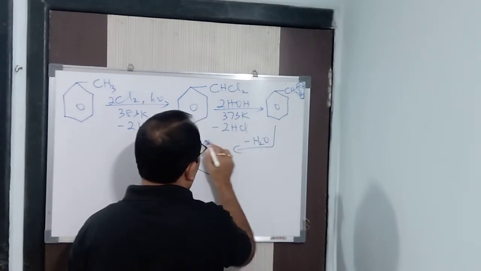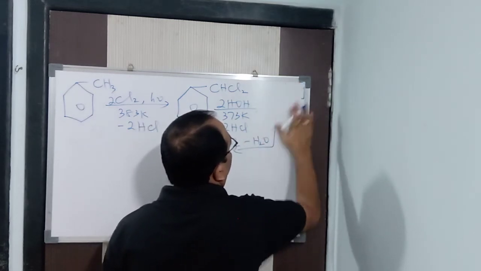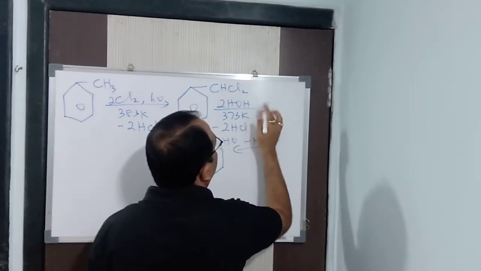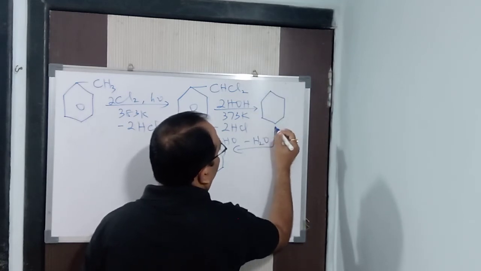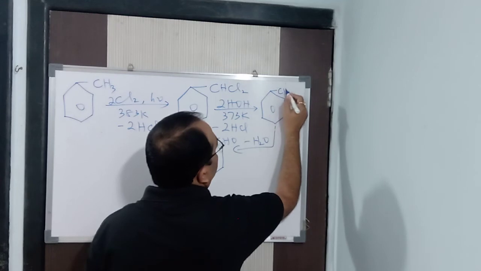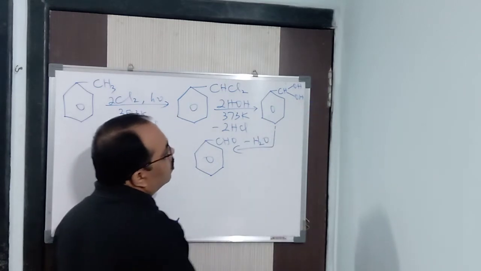Can you see there? I have written at the end, in the corner. Let me do one thing. Let me write it properly so that you can visualize it easily. So it will be CH(OH)OH. Now you can see very clearly. So this 2 OH group is there.